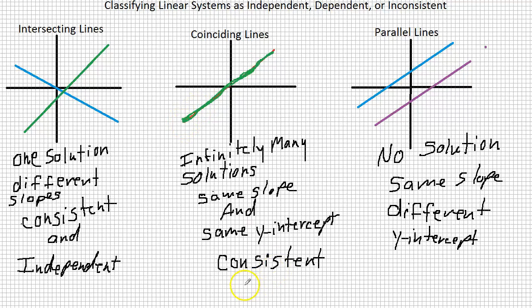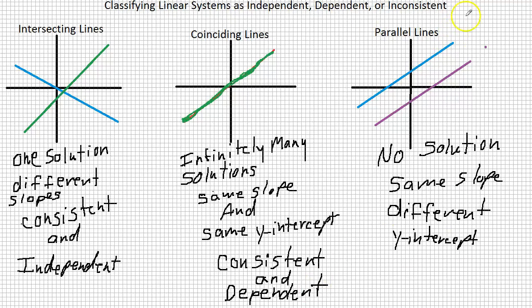So, since every point on one depends upon every point of the other, this is called consistent and dependent. So dependent is the key word. Consistent means you have at least an answer. Dependent means every answer is the same. Every point on one line is on the other.